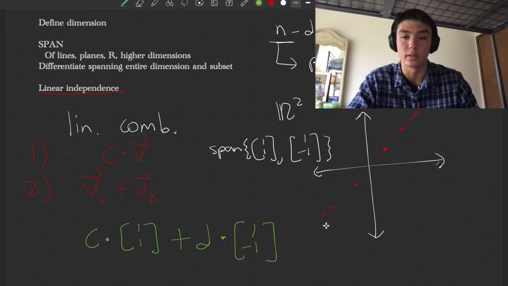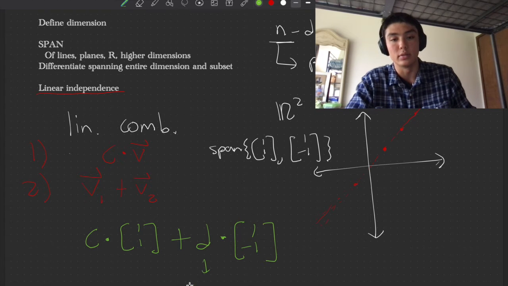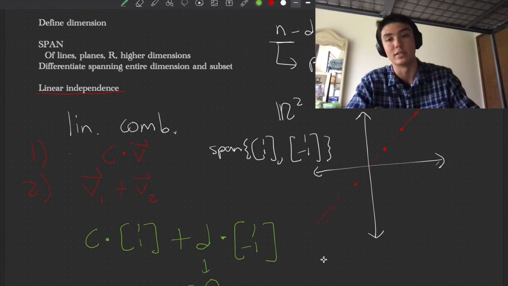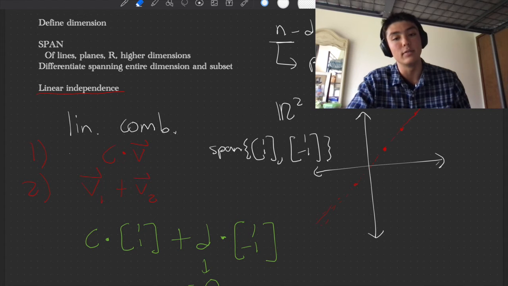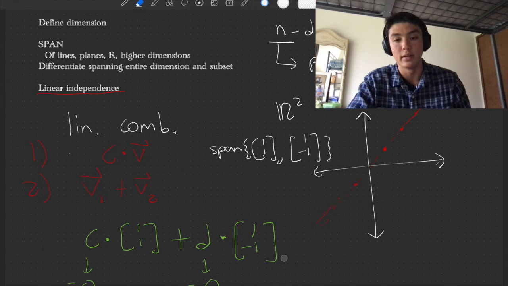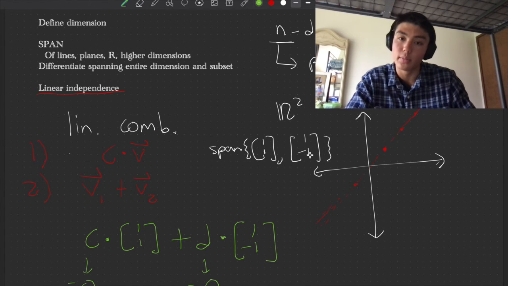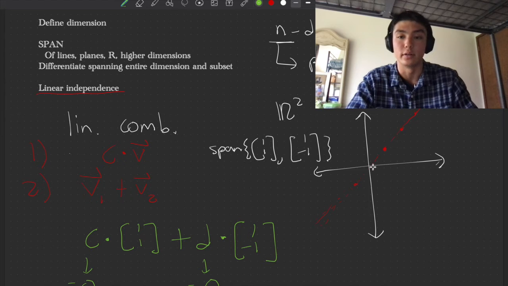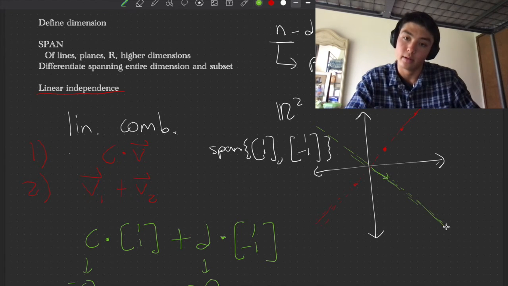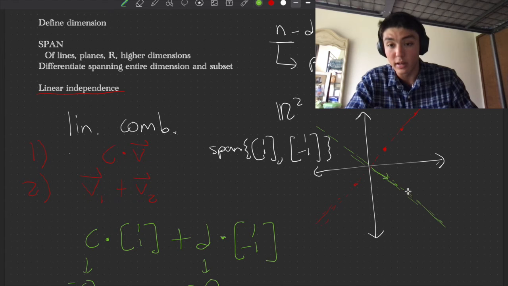So let's see what these look like on the graph. Let's first set d equal to 0, just to make things simpler. And you'll notice that just leaves us with the same span that we had before with just 1, 1. So that'll give us this line. But now let's set c equal to 0 and let d vary. Well, that's just going to be the span of this 1, negative 1 vector. 1, negative 1 points roughly here. So if we scale it up and scale it down, we'll get this sort of thing. And remember, by drawing this line, I'm drawing an infinite number of vectors that all lie along this direction.